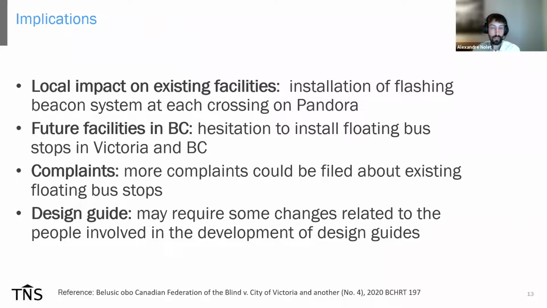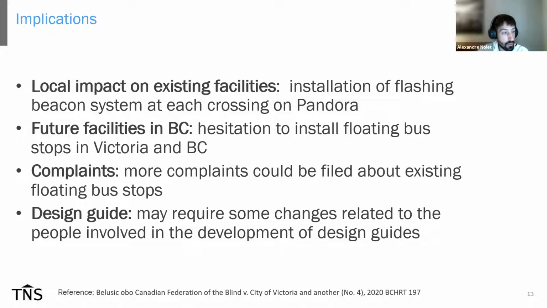So this decision will have some implications, obviously, from the local perspective. Now the city will be required to install these flashing beacons at each crossing on the corridor. In terms of future facilities in BC, there may be hesitation to install floating bus stops in Victoria and other cities in BC. There could also be more complaints filed about existing bus stops.